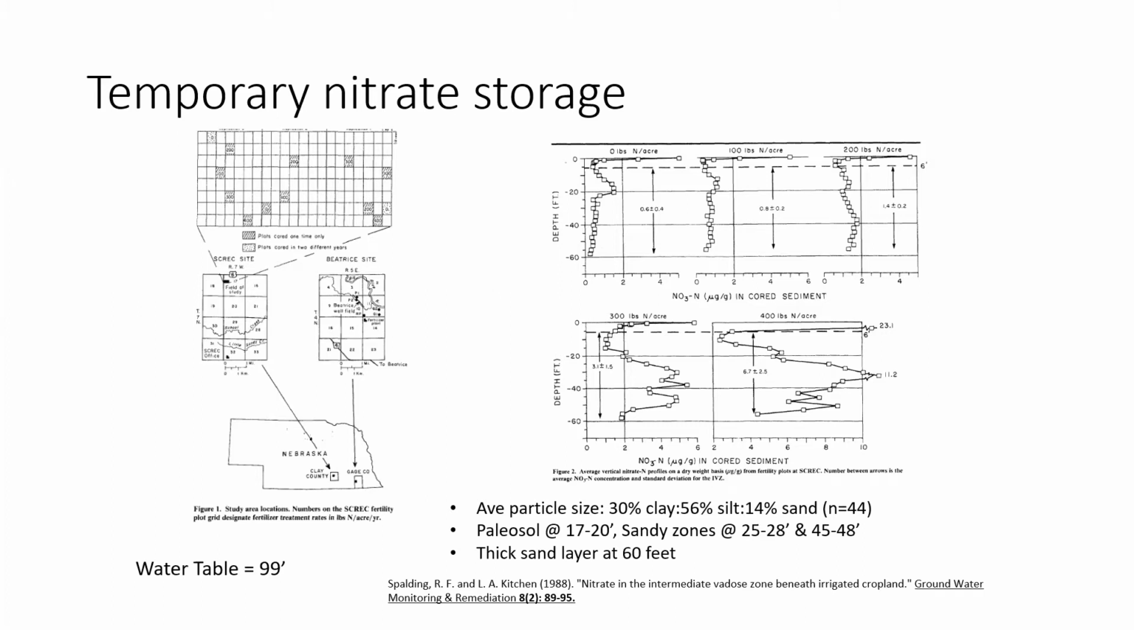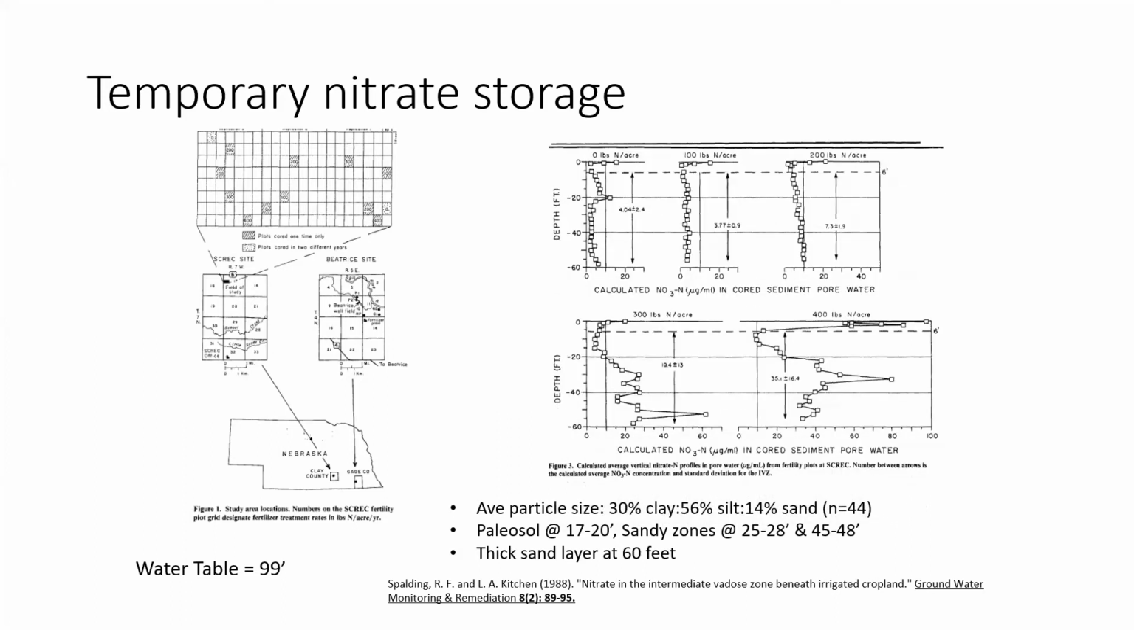This just shows the correlation between the amount of nitrogen that was applied at the surface to the amount of vadose zone nitrate that was stored in the vadose zone. The water table at this location is fairly deep, almost 100 feet, and we had pretty fine textured sediments, 30% clay, over half was silt content, and we also had some sandy zones within this vadose zone that served as locations for accumulation of nitrate-nitrogen from fertilizer at the surface.